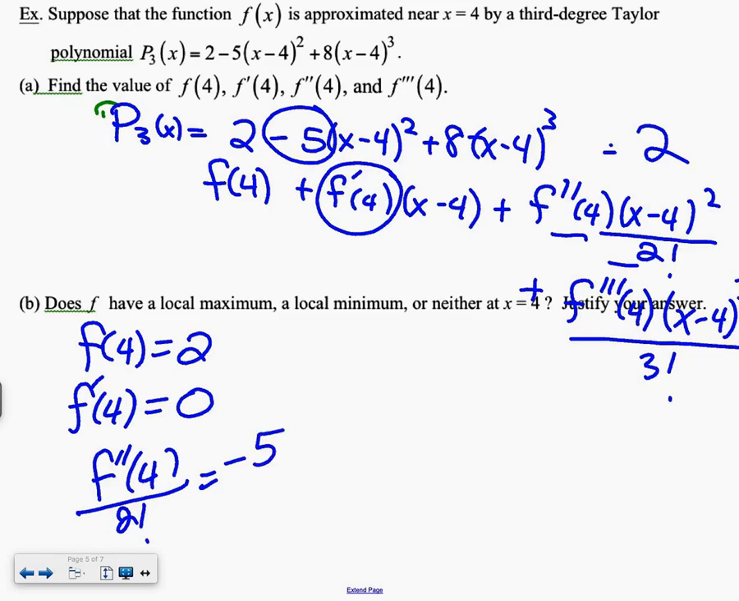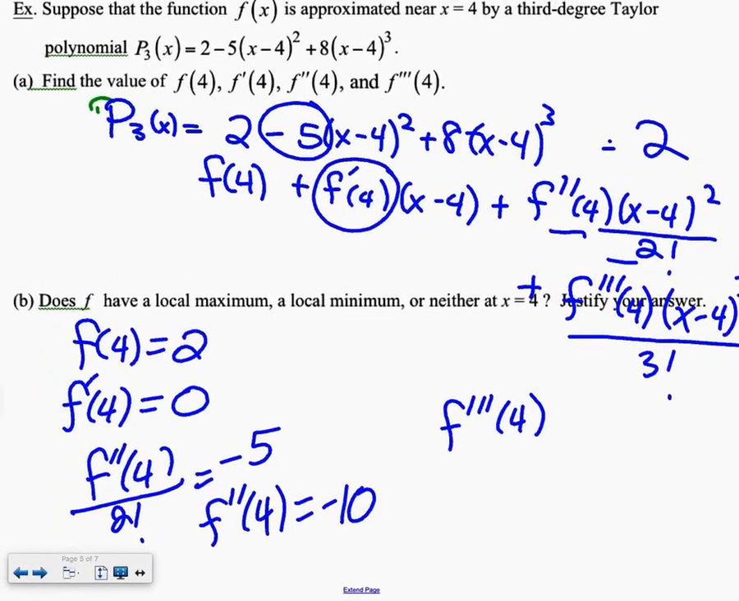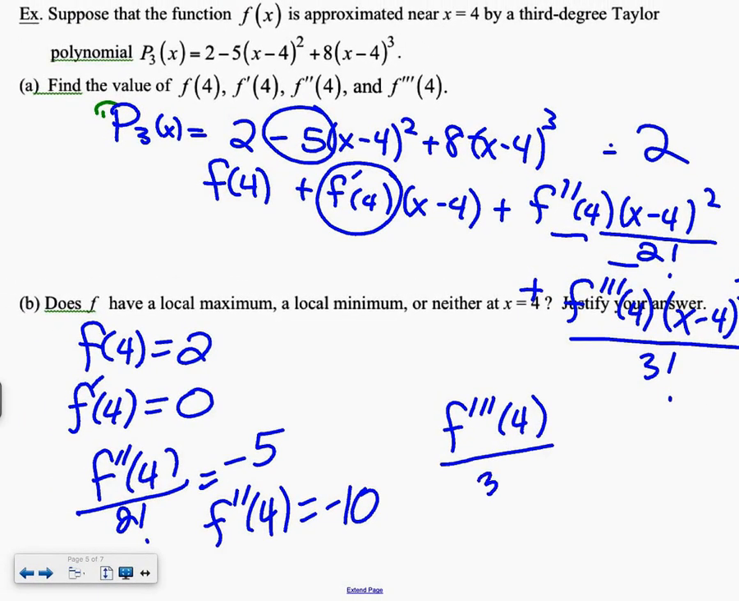So I'm going to solve for f double prime. So I'm going to multiply by 2 factorial. Plus 2 factorial, 2. So 5 times 2 is 10. So f double prime of 4 is -10. All right. And then the third derivative is with the cube. So the third derivative over 3 factorial would be 8. So f triple prime of 4 over 3 factorial should equal that 8, that constant.